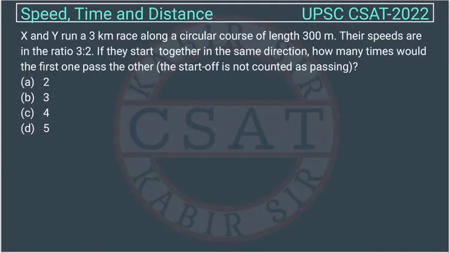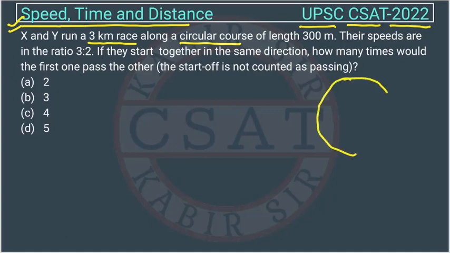So this is a question from the chapter Speed, Time and Distance asked by UPSC in their CSAT paper of 2022. So this kind of question is asked by UPSC frequently, so just focus on this question. X and Y run a 3 kilometer race along a circular course, right? So there is a circular course. Suppose this is a starting point, and X and Y are standing here, right? The circular course is of length 300 meters.